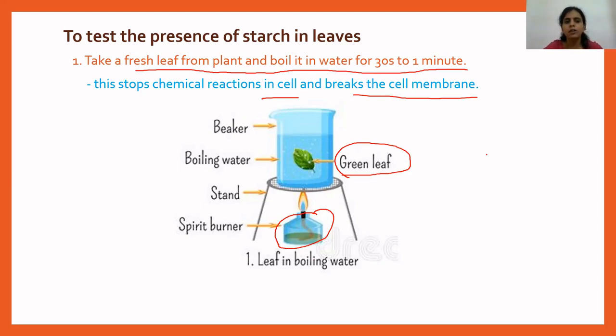Another reason is to stop any chemical reaction going on inside the leaf. Chemical reactions means any metabolic reactions. We have studied in Unit 5 that enzymes are involved in all chemical reactions in living cells. When we are boiling, the water is at a temperature of 100 degrees Celsius, so these enzymes will get denatured. They will not be involved in any chemical reaction, and hence all chemical reactions will stop.